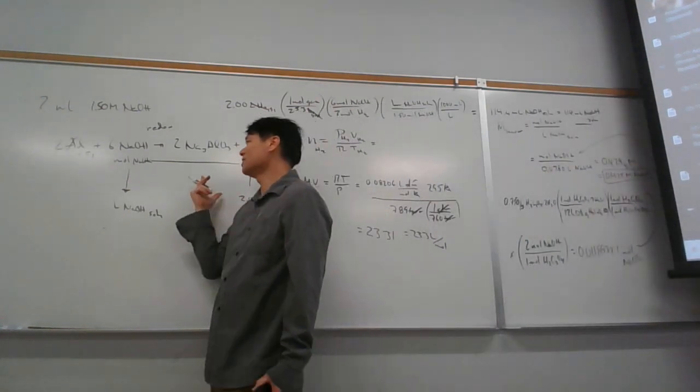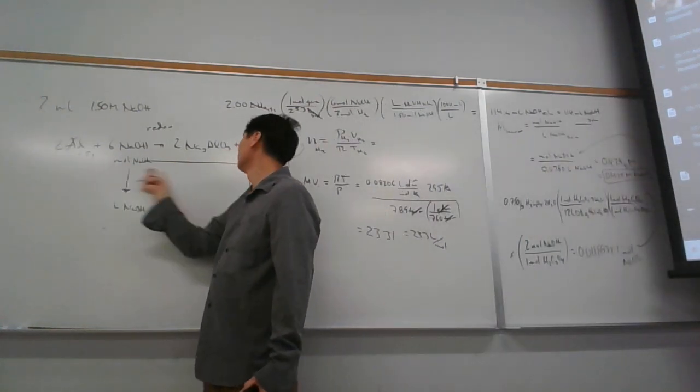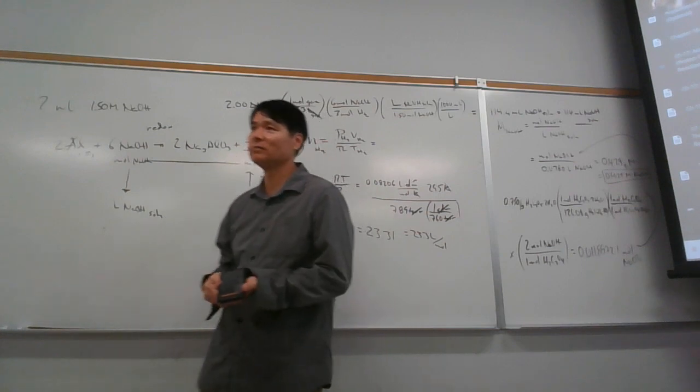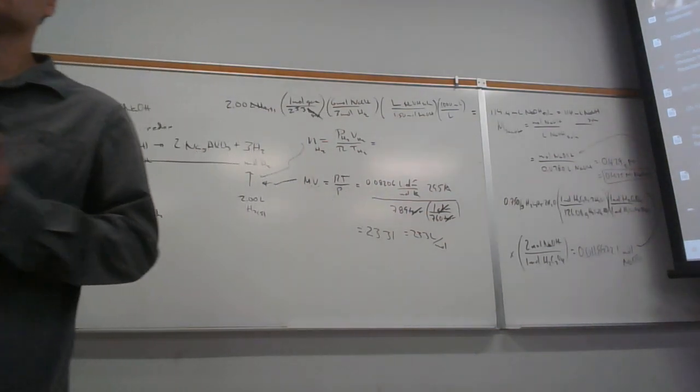Reacted with, usually what we can do is react it with an excess of aluminum, and then that's going to give us our hydrogen. That way we don't have to measure out the aluminum. We just add an excess in there.